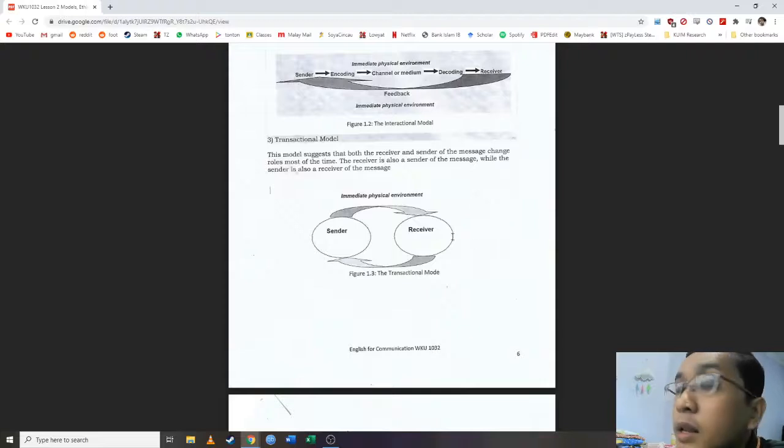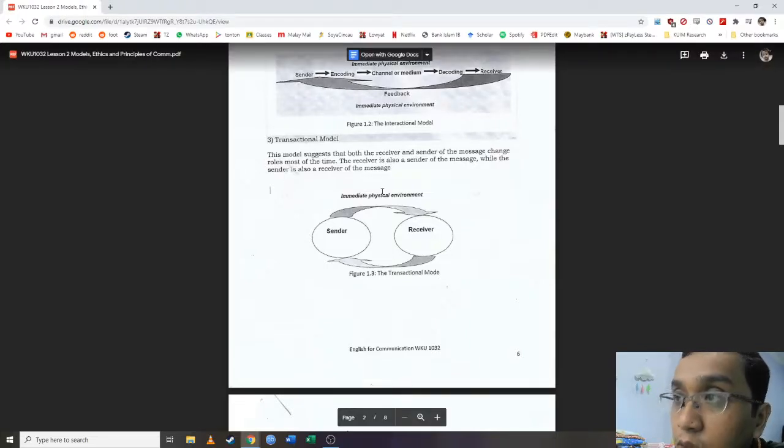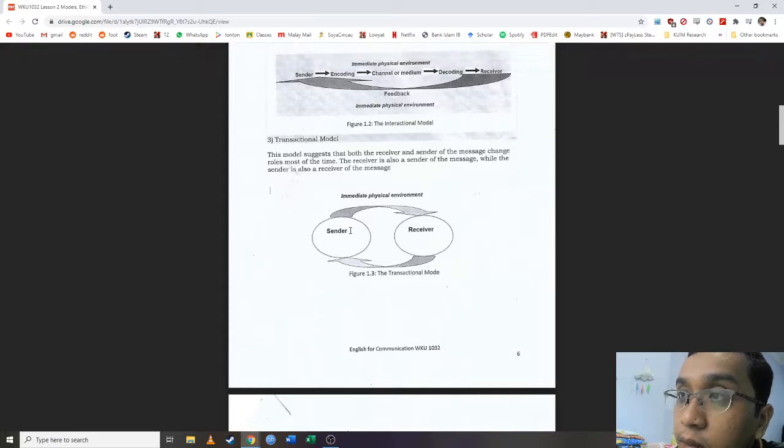Okay. And then the next one is transactional model. So in this model, it suggests that both the receiver and sender of the message change role. So basically, sender boleh bertukar jadi receiver, receiver pun bertukar menjadi sender. And you can see here, there's like a recycle bin. You know, it's always like a constant communication.